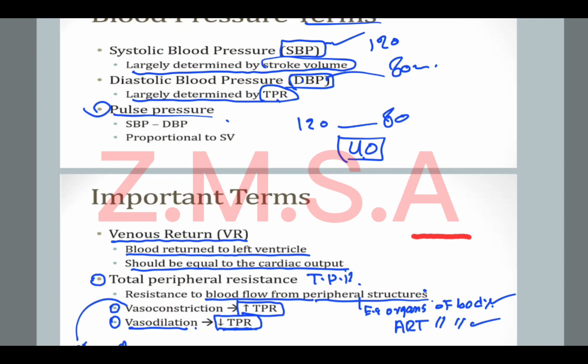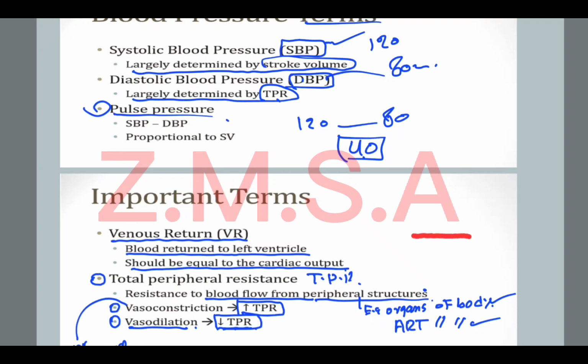Pulse pressure is directly proportional to stroke volume and inversely proportional to arterial compliance. So pulse pressure is directly proportional to stroke volume and inversely proportional to arterial compliance.